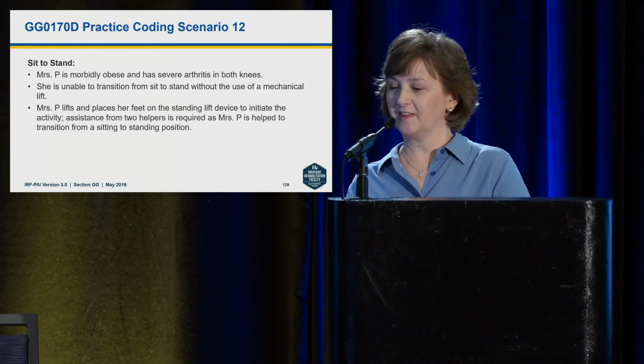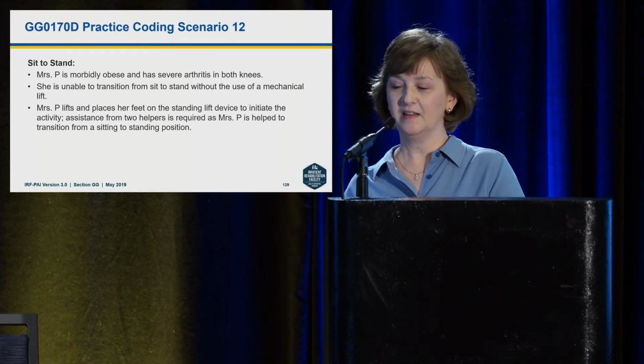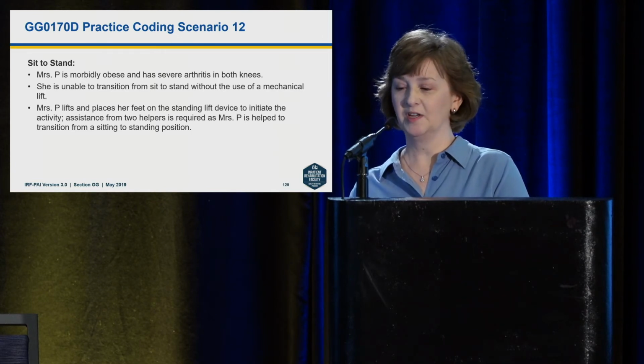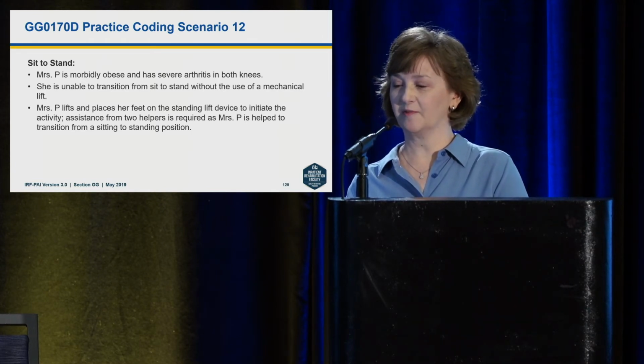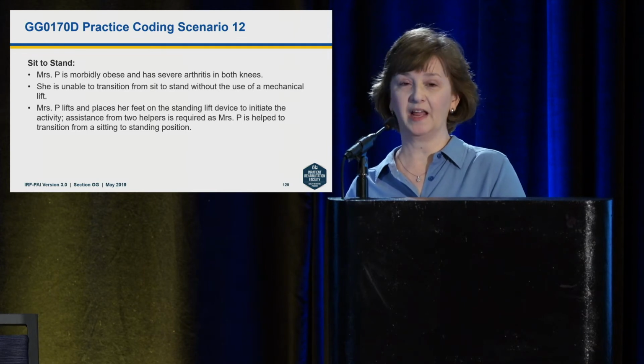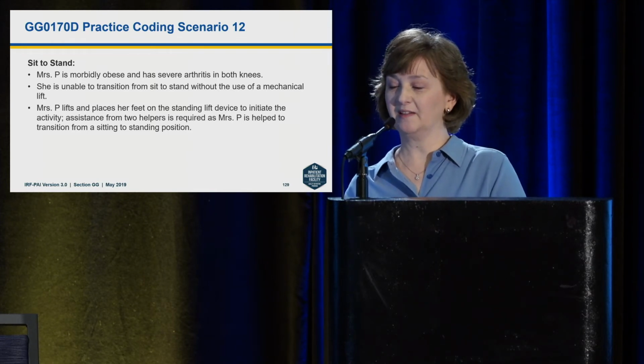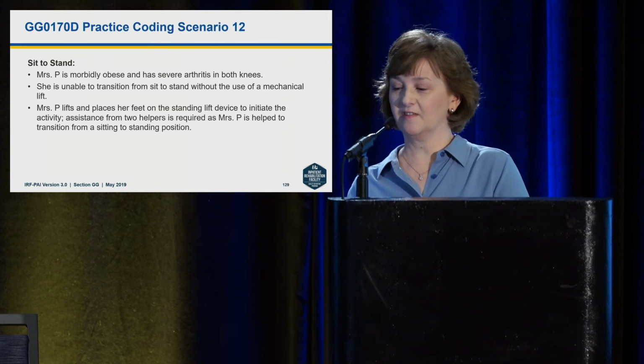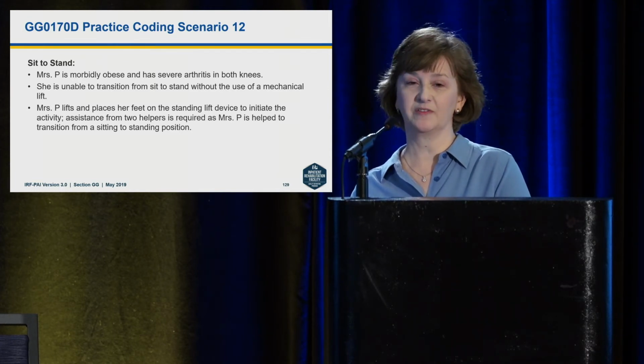So we have a scenario here. Mrs. P is morbidly obese and has severe arthritis in both knees. She is unable to transition from sit to stand without the use of a mechanical lift. Mrs. P lifts and places her feet on standing lift device to initiate the activity. Assistance from 2 helpers is required as Mrs. P is helped to transition from a sitting to a standing position.